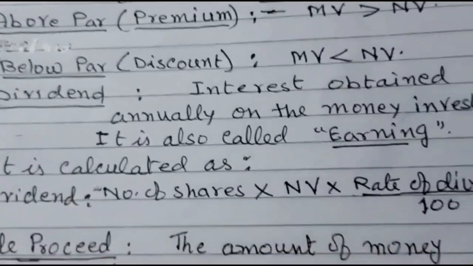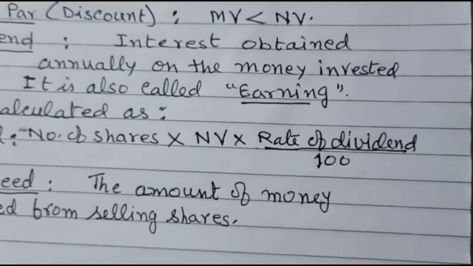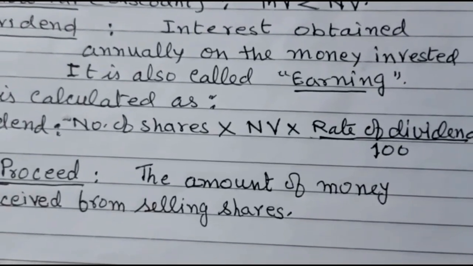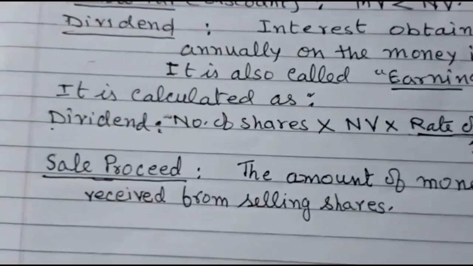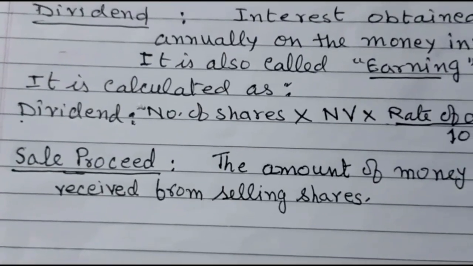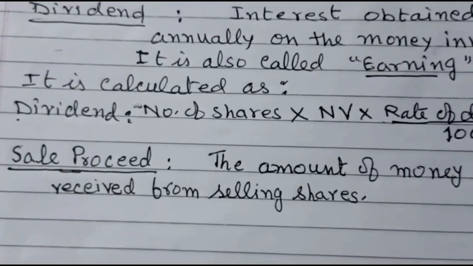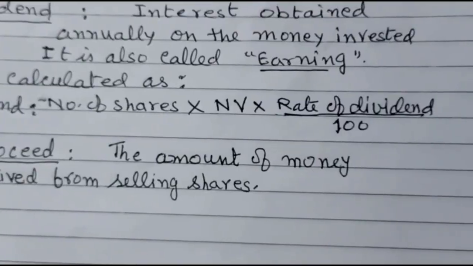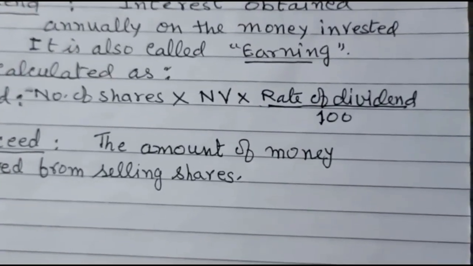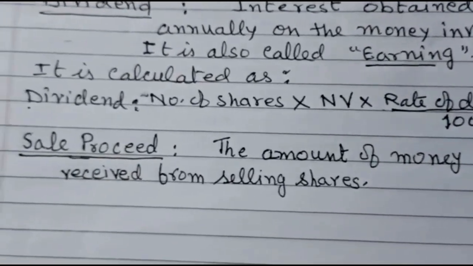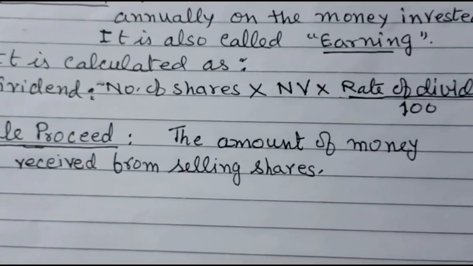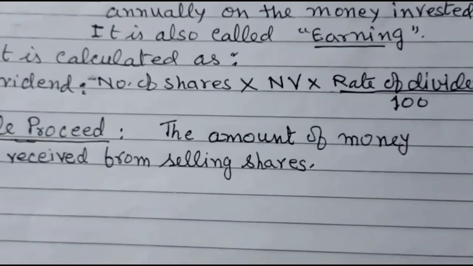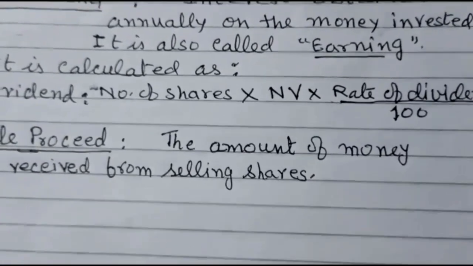Dividend. Interest obtained annually on the money invested. It is also called earning. It is calculated as dividend equals number of shares into nominal value into rate of dividend divided by 100. Sale proceed. The total amount of money received from selling of shares.